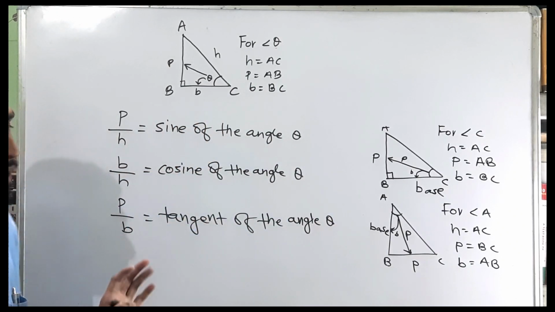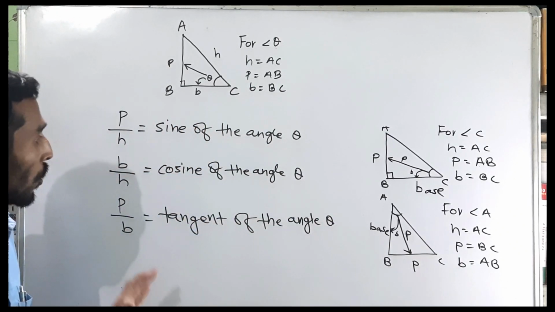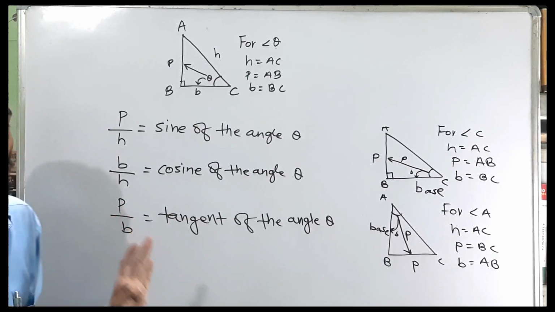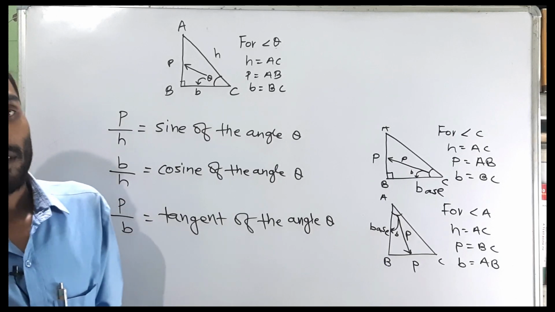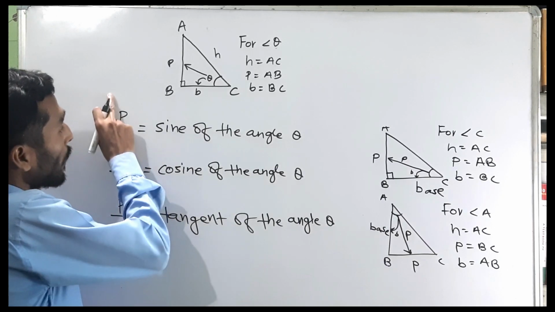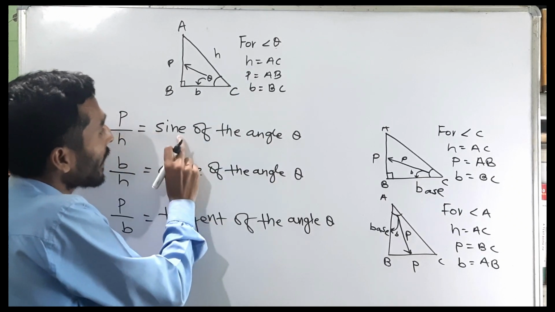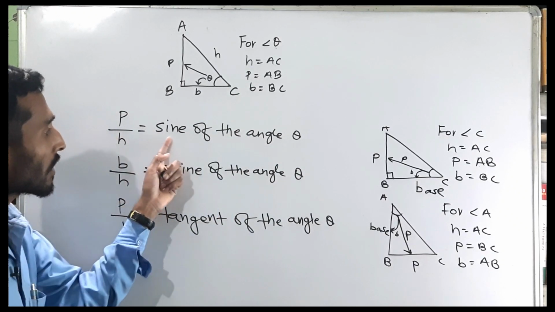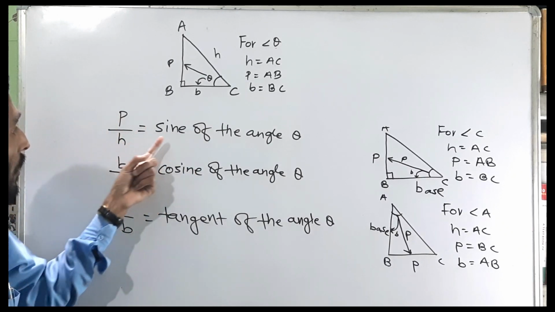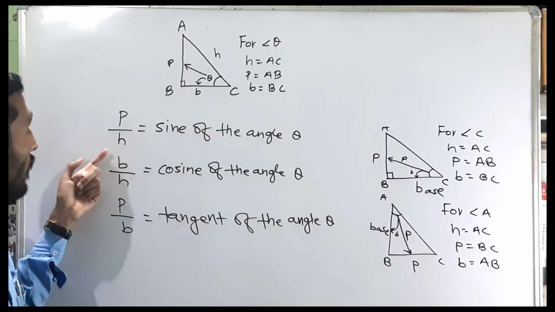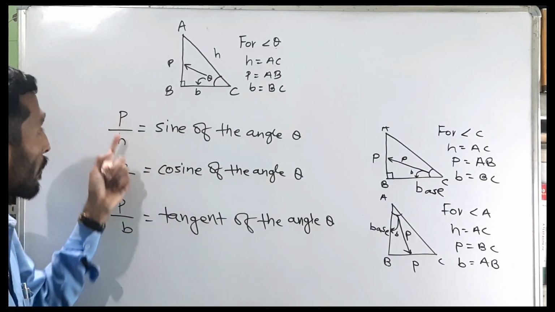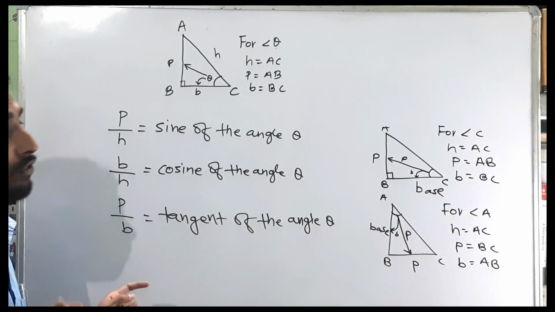Okay, got it? So P by H, B by H, P by B are ratios, and the mathematicians named the ratio P by H as the sine of that angle. Sine is basically the name of a ratio. The ratio of P by H is called sine, and the ratio of B by H is called cosine of that particular angle, because P by H is decided for a particular angle.